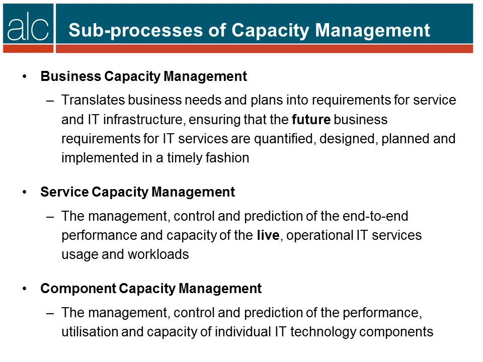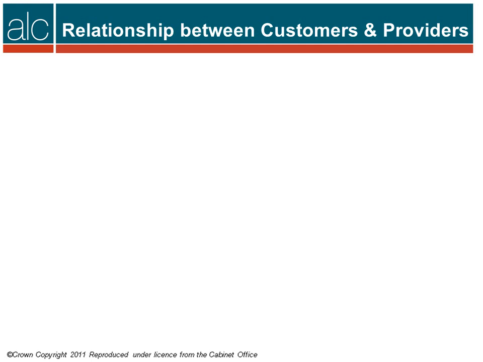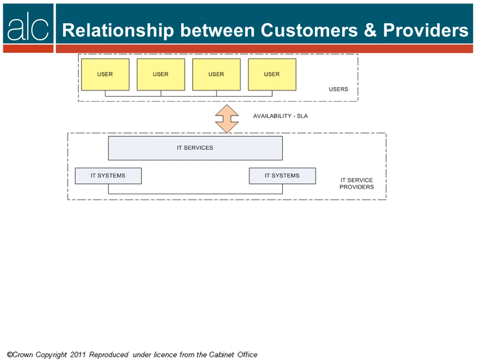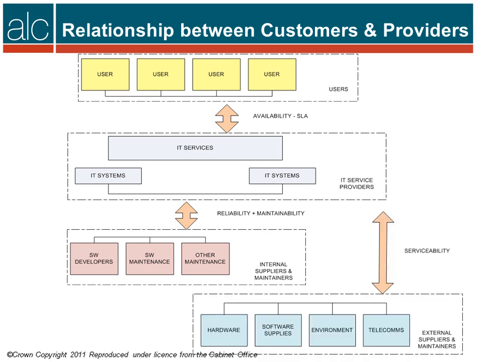Now these are the 3 sub-processes of capacity management. I'll leave it to you to do some self-study on this, as well as some basic concepts about availability management measured at 2 different levels. Now a full picture of the relationship between customers and providers, users, IT service providers, internal supplies maintenance, as well as external suppliers and maintainers.